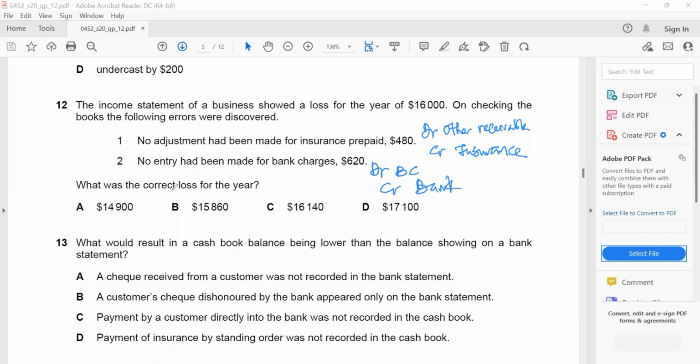Okay, let's see what the question is about. What was the correct loss for the year? The loss is 16,000. And this credit will increase the profit. And then this one debit will decrease the profit. So take this 2 minus this one. So 16,000 plus 620 minus 480. So we get 15,860. So this is the corrected loss for the year.